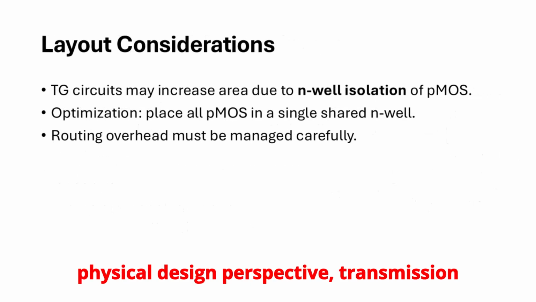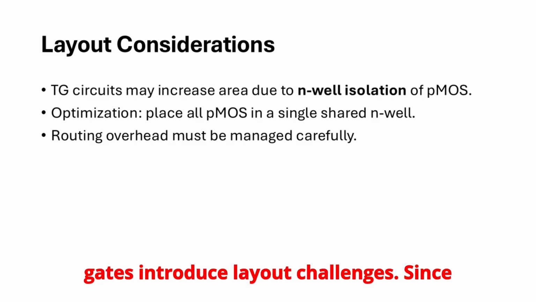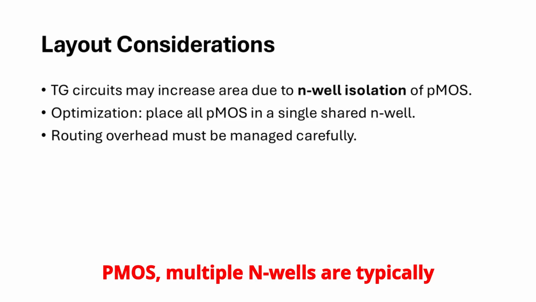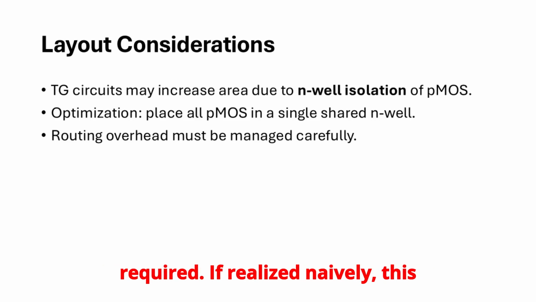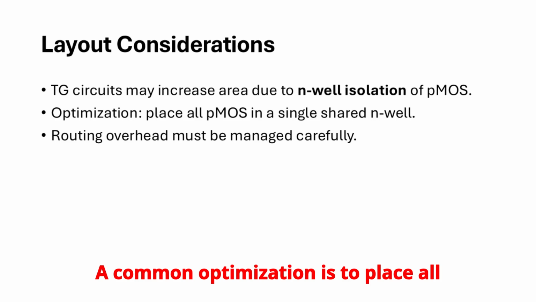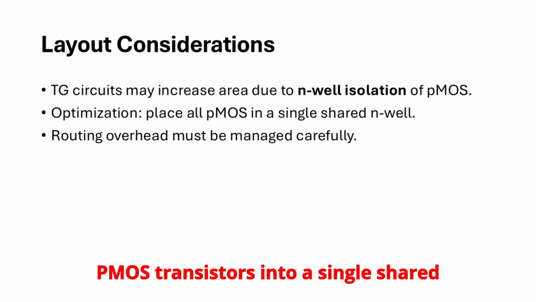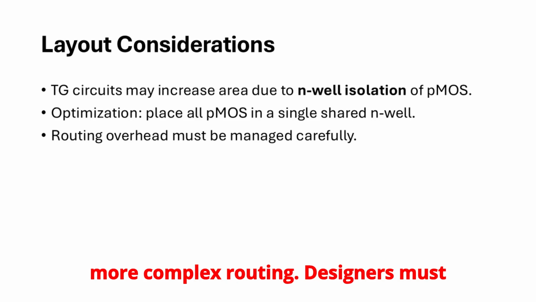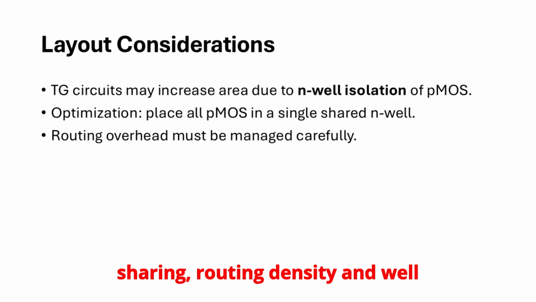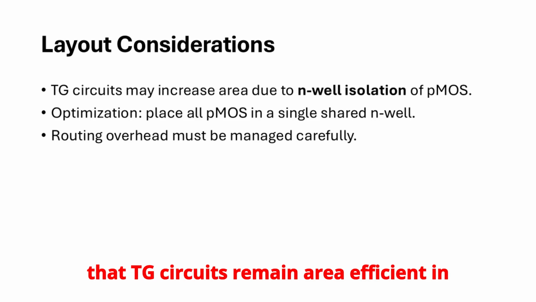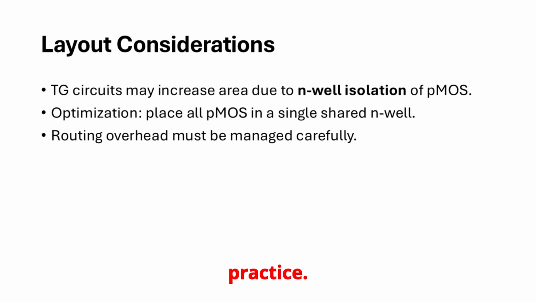Finally, from a physical design perspective, transmission gates introduce layout challenges. Since each TG has both NMOS and PMOS, multiple N-wells are typically required. If realized naively, this significantly increases the overall area. A common optimization is to place all PMOS transistors into a single shared N-well, reducing area at the expense of more complex routing. Designers must strike a balance between transistor sharing, routing density, and well isolation. These considerations ensure that TG circuits remain area efficient in practice.